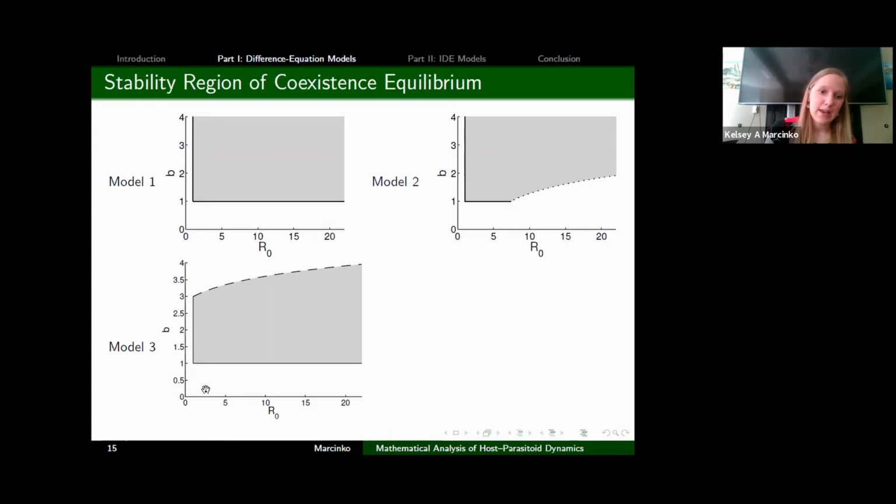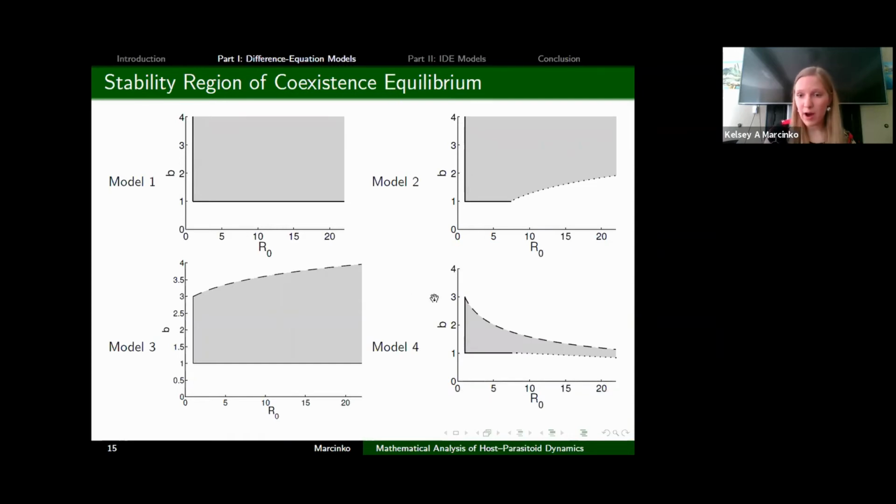If I instead use exponential parasitism, I don't see the Jury 2 condition having a role, but the Jury 3 condition does decrease the size of the stability region and gives us an additional condition to satisfy with these parameters here. And if our parameters change such that this condition is violated, we lose stability.